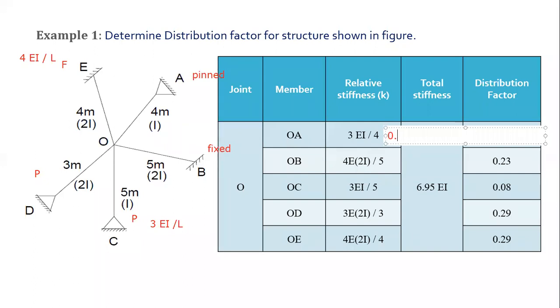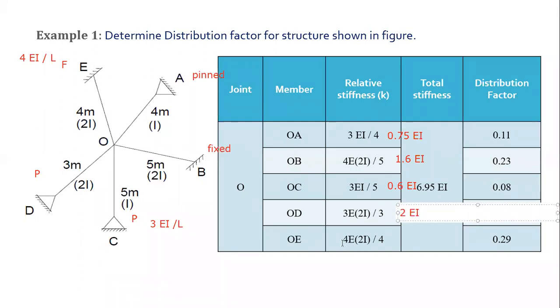It will be 0.75 EI by L, or 0.75 EI. Here what happens? It will be 8 by 5, which is 1.6 EI. Here it will be 3 by 5, so that will be 0.6 EI. Again it will be 3 to the 6 by 3, so that will be 2 EI.